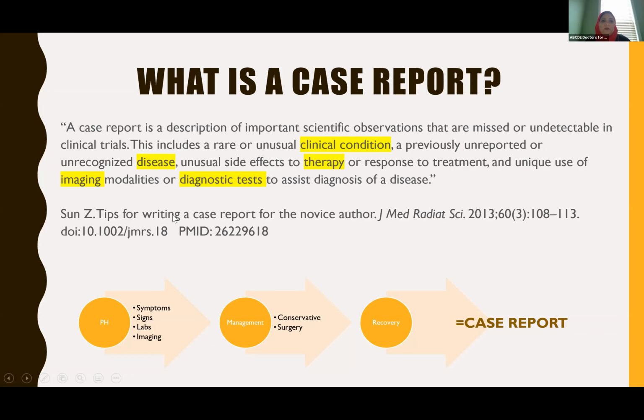So this is from another very good article called Tips for Writing a Case Report for the Novice Author, and I also recommend that you go look through that. So basically, either you're talking about a clinical condition which is unique, the disease itself is unique, the therapy or the response to that therapy was unique in some way, or you used imaging or a diagnostic test in a certain way. So if you think of the patient's history from the beginning to the end, starting from the signs, the symptoms, their history, the background, management, recovery, all of this together comes together to make a case report.